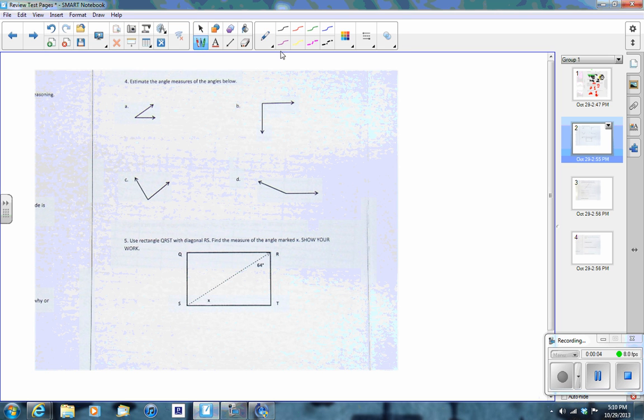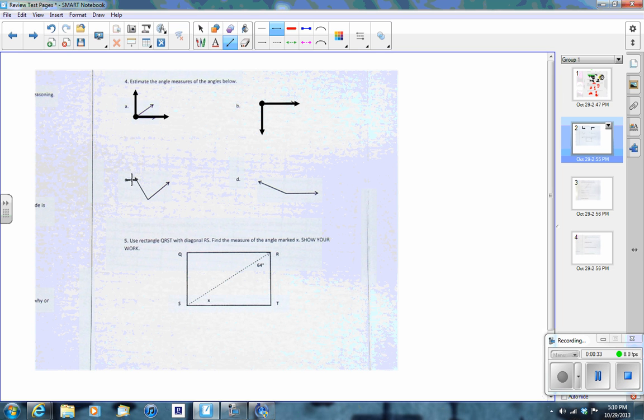Measuring these angles really relies on you simply keeping in mind what appears to be a right angle, and then using that as your benchmark standard. And this is all about benchmark angles. If we look at this and build a right angle onto it, we can see that this appears to be about half of a right angle. So a good estimate would probably be 45 degrees for this one. This angle here looks to be exactly 90 degrees, so a good benchmark angle there.